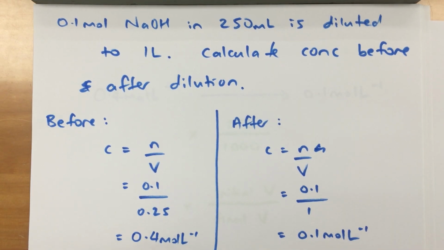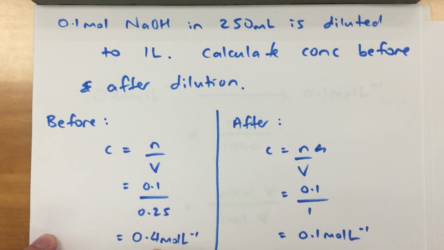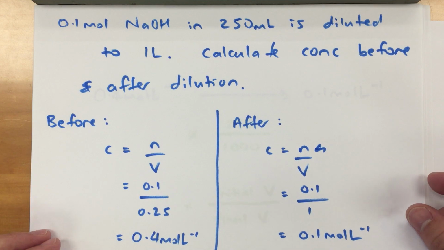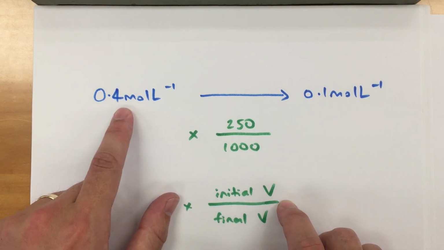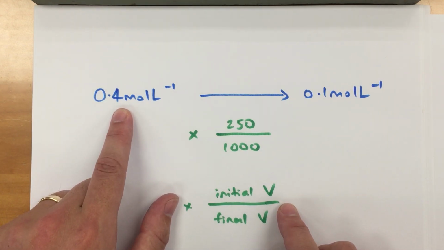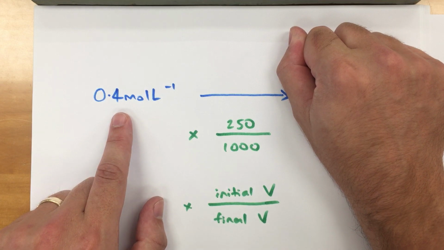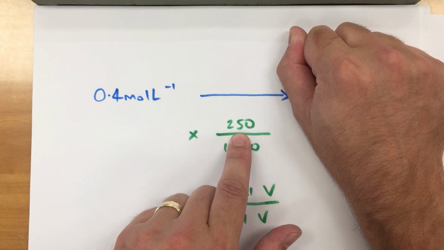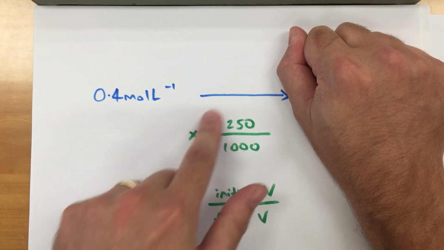So my initial solution was 0.4 moles per litre. When I added the extra 750 mils, it diluted my solution and lowered the concentration to 0.1 mole per litre. So if you were given an initial concentration and you're told that it's diluted, you can do a simple calculation to work out the final concentration. And it looks like this. From my initial concentration, which I worked out to be 0.4, I diluted it from 250 mils up to a litre. So if I take my initial concentration and multiply it by my initial volume of 250 mils, divided by my final volume of 1,000 mils, that's called a dilution factor.